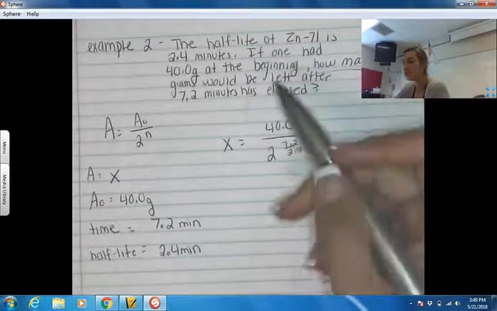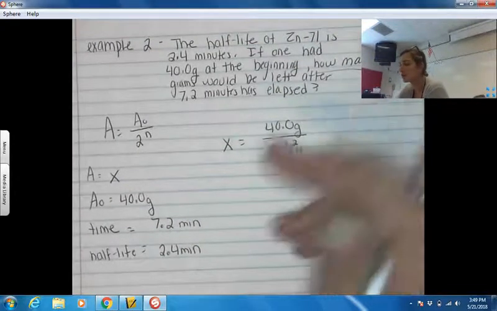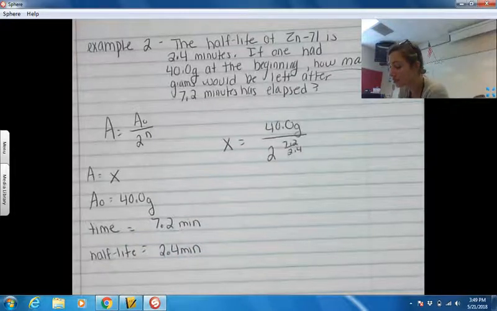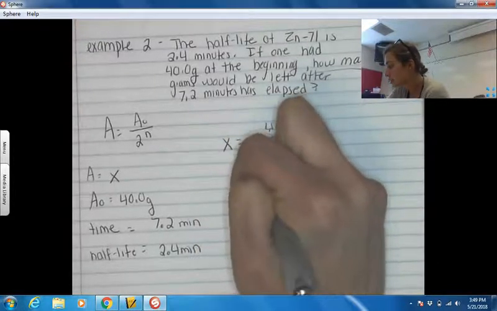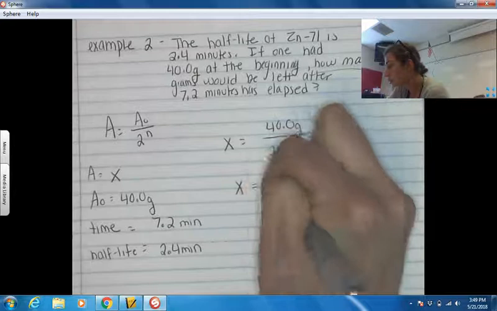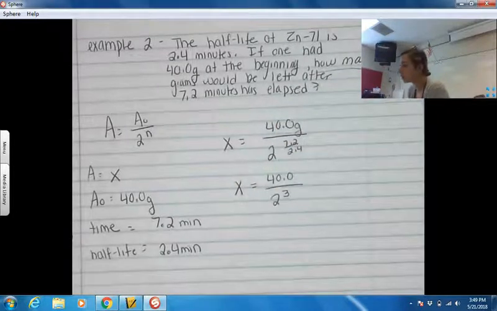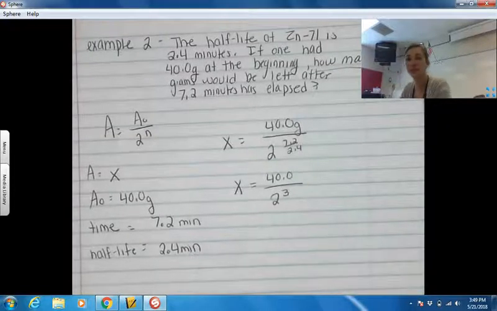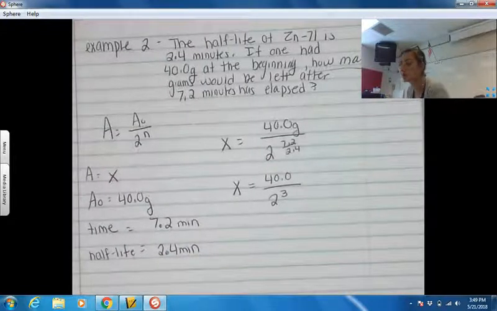If you have a fraction that has a numerator and a denominator in your exponent, I would go ahead and do that division before you start trying to do algebra. It might make your life a little bit easier. So this is going to simplify to x is equal to 40.0 divided by 2 raised to the third. All right, now we can just go ahead and do this division. We don't really have to manipulate any variables because we're solving for x on one side of the equation. It's already set up with x by itself.